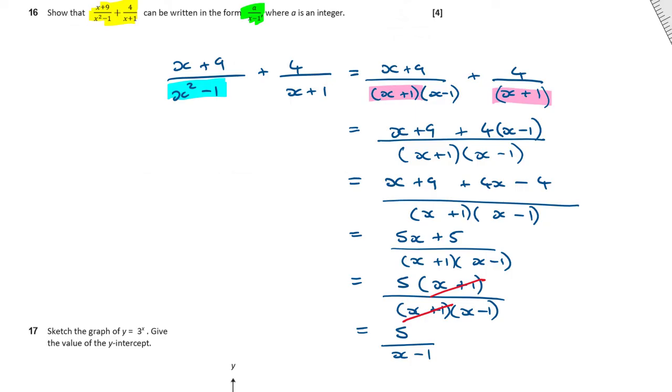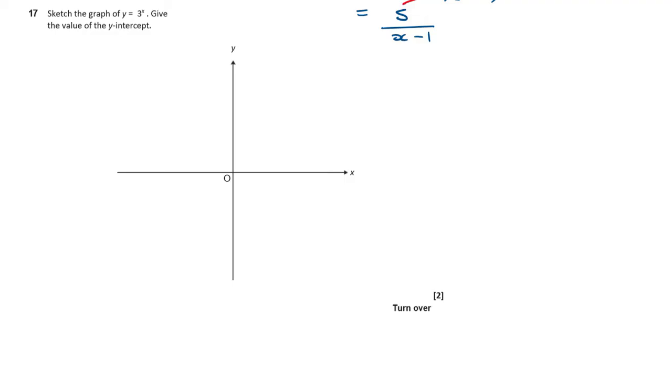Okay, done. Question 17. Sketch the graph of y equals 3 to the power of x, given the value of the y-intercept. Now, y equals 3 to the power of x is what we call an exponential function. They're super easy to draw because they all look the same. Okay, they all start hugging the x-axis like this and then increase exponentially like that.